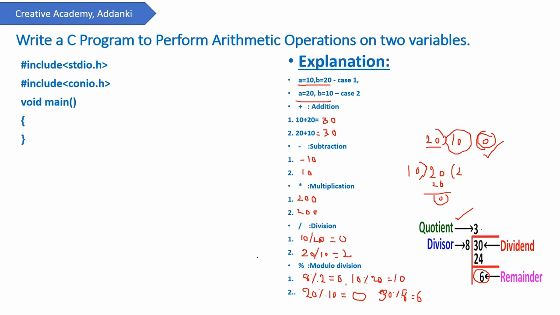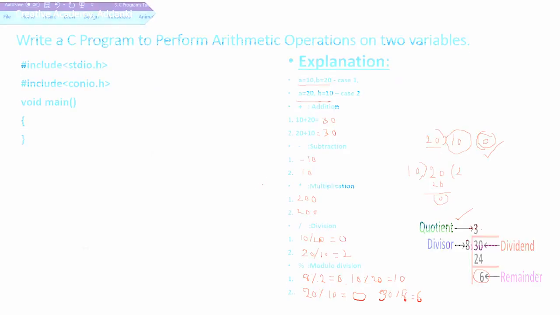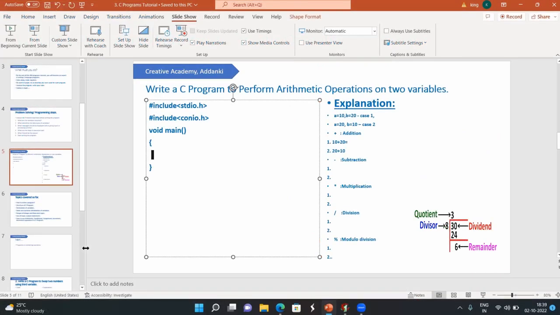Now let's develop the program by using the steps that we have discussed. Now let's see how we can write the program here. So for input of two values, I need two variables a comma b. For storing the result, I am considering the third variable, that is c.